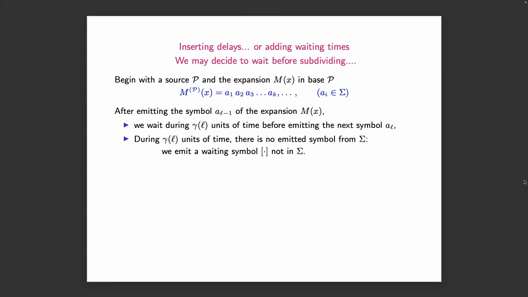So I begin with a source P, the expansion M of x, and just after emitting the symbol a sub l minus 1, I decide to wait, and to wait during gamma of l units of time before emitting the next symbol. During this amount of time, there is no emitted symbol from sigma. But because I wish to get a good length and so on, I decide to emit a waiting symbol, not in sigma, a symbol point.